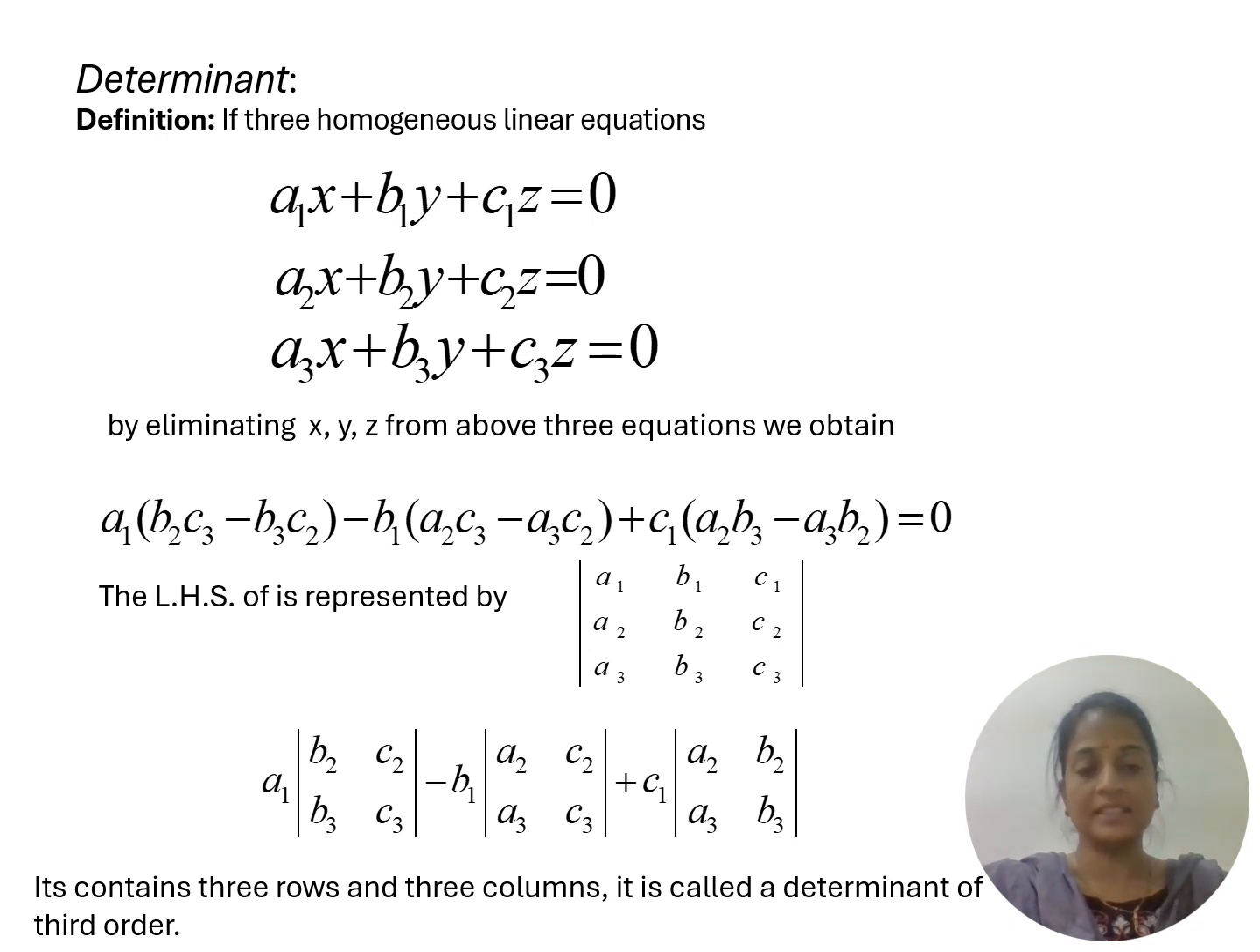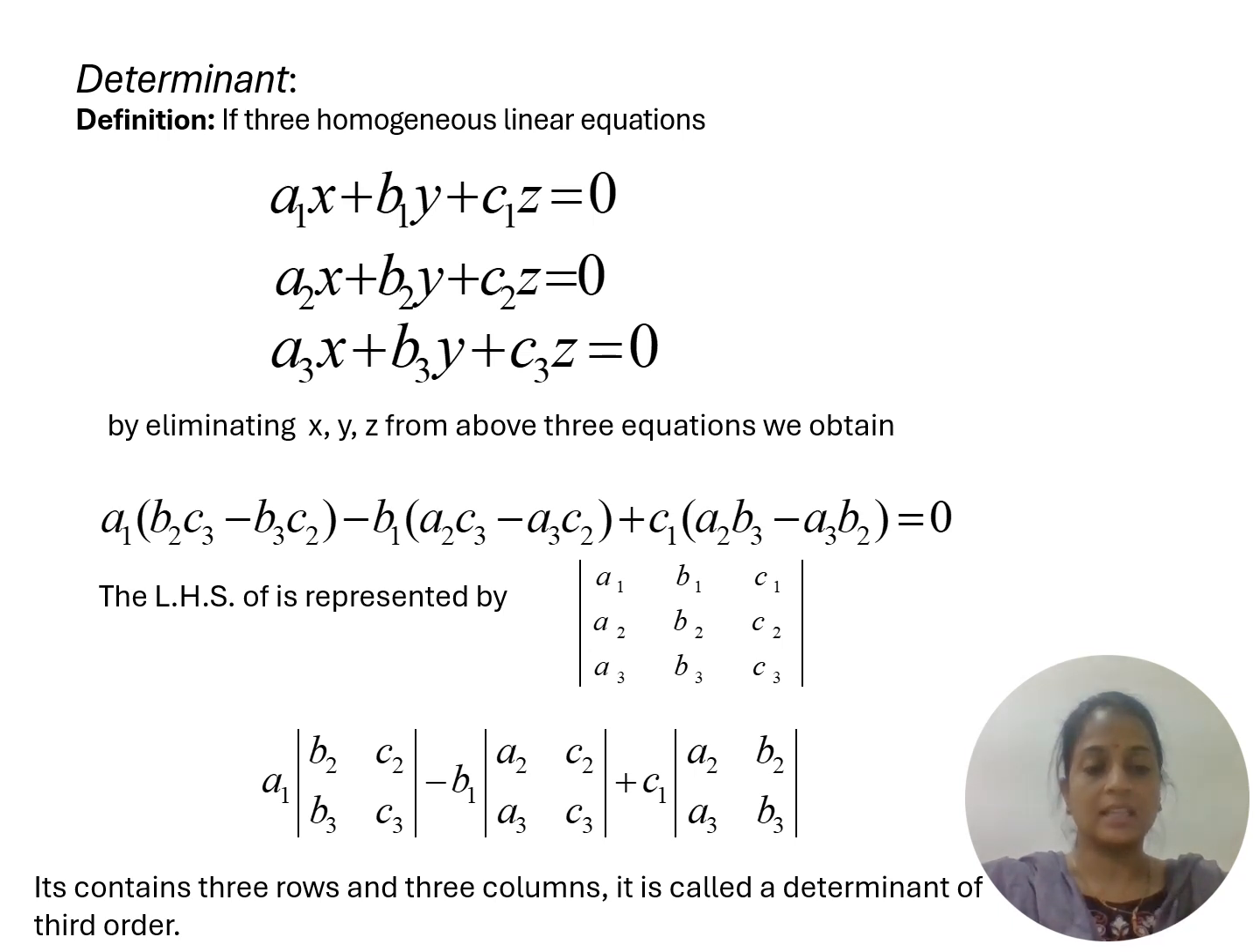If we find this determinant, then we write first a1 and delete the first row and first column. The remaining elements are b2, c2, b3, c3, so we write them in determinant form, also minus b1. Next we delete the first row and second column, and then we find a2, a3, then we write a2, a3, c2, c3, plus c1. We delete the first row, third column. The remaining elements are written as a2, b2, a3, b3.